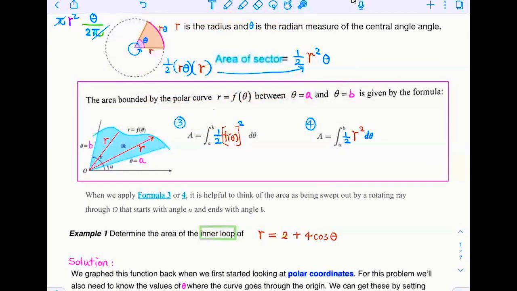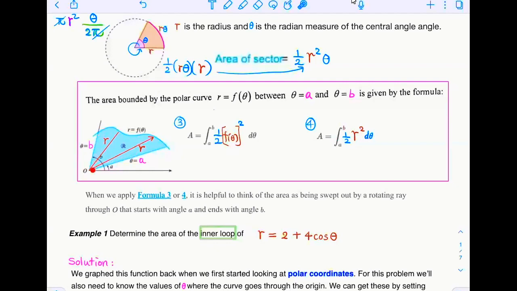Okay, and then times the center angle of that sector. So that's a small change in theta, d theta. Think about this like the area of a sector. When d theta is very small, you sum them up, use an integral. Then you integrate this, and you will get the area of this whole region.